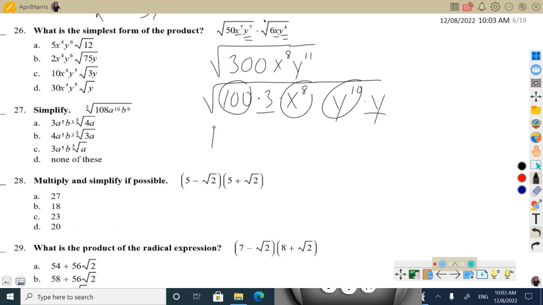So square root of 100 is 10. Square root of x to the 8th is x to the 4th. Square root of y to the 10th is y to the 5th. And we're left with the square root of 3y. So your answer is C. That's not too bad. Okay, hold on.